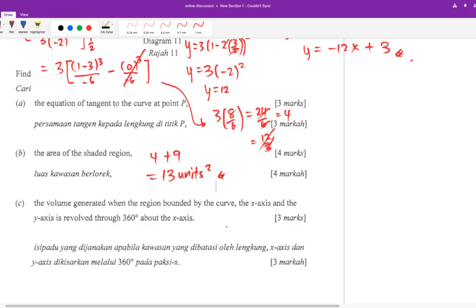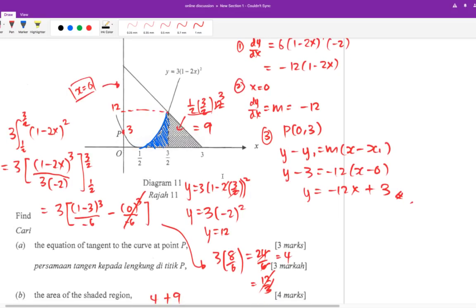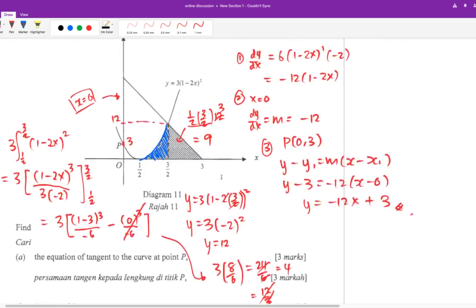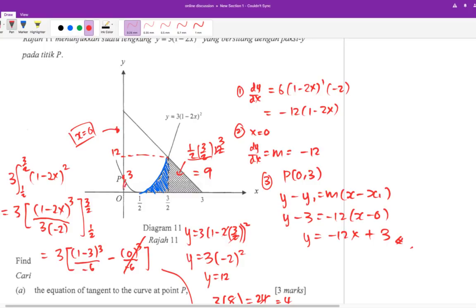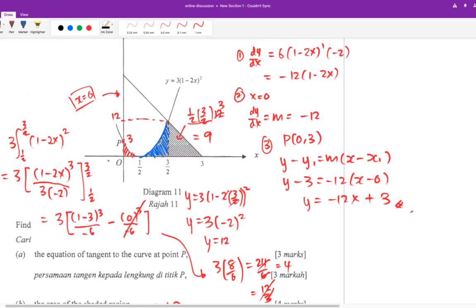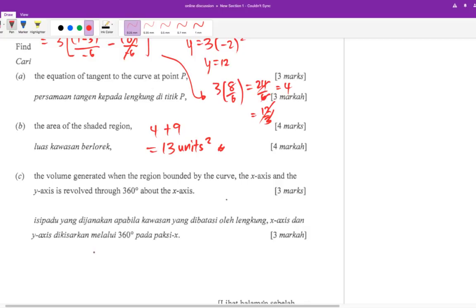Okay, so the volume generated when the region bounded by the curve, the x-axis and y-axis is revolved 360 degrees. So you need to find the area which is bounded by the curve, y-axis and x-axis. I guess the question is trying to say that this part is going to rotate on the x-axis 360 degrees. So yeah, we just do the volume thing. Basically you have something like this, and this part is going to rotate 360 on the x-axis.